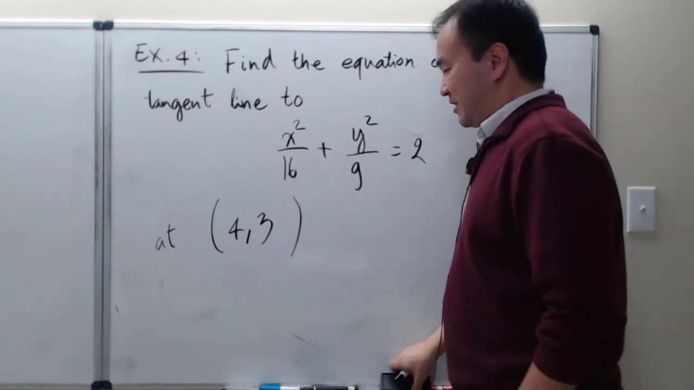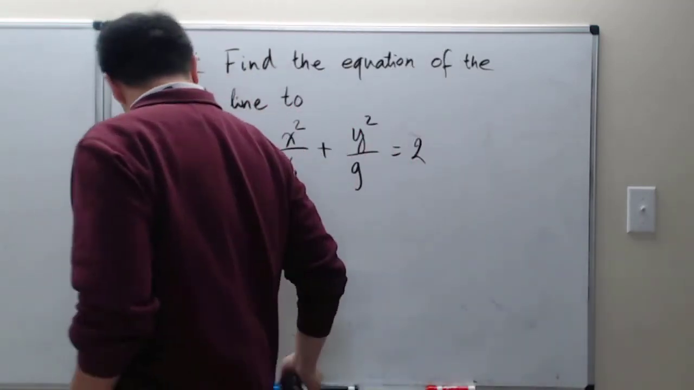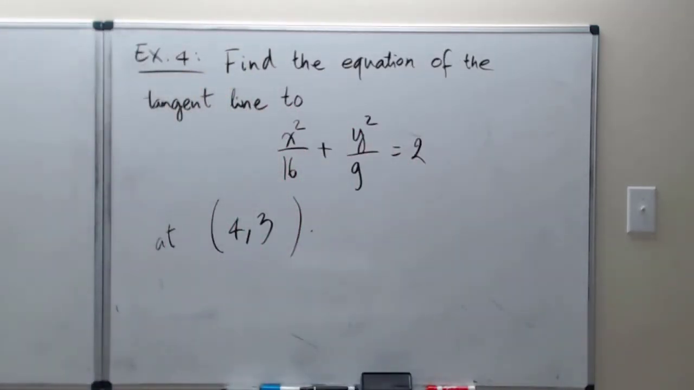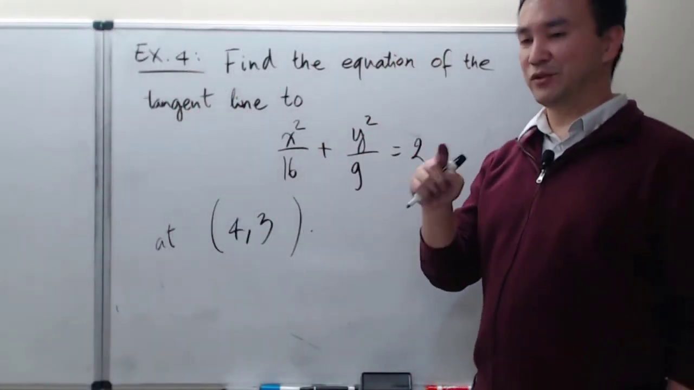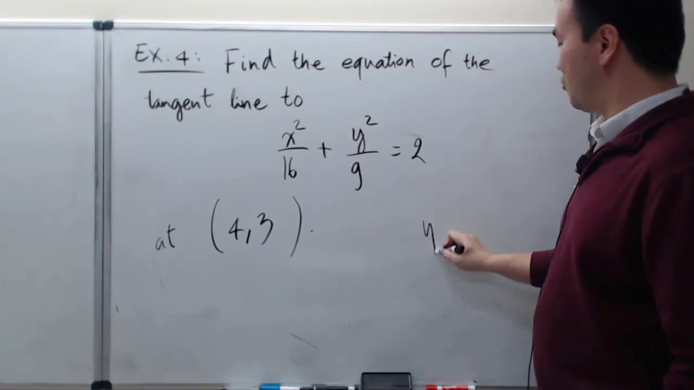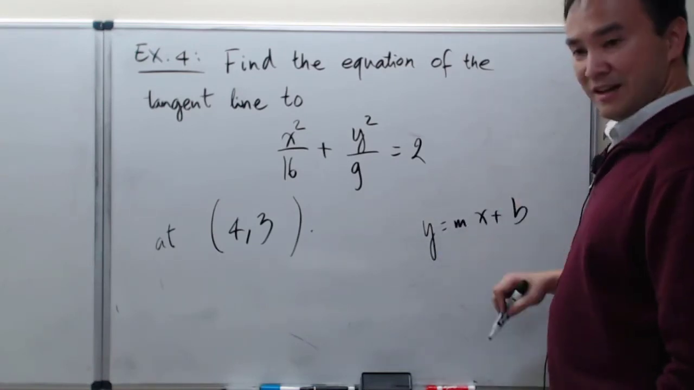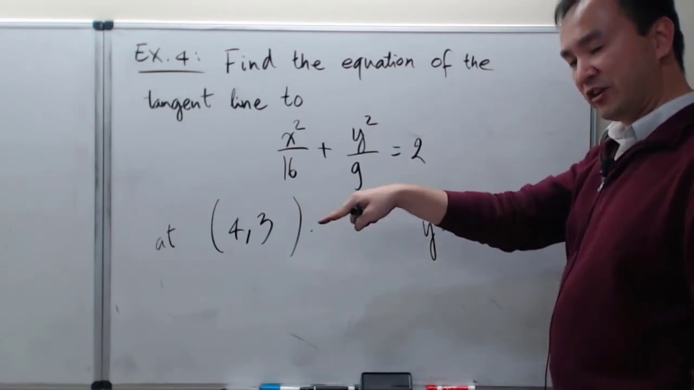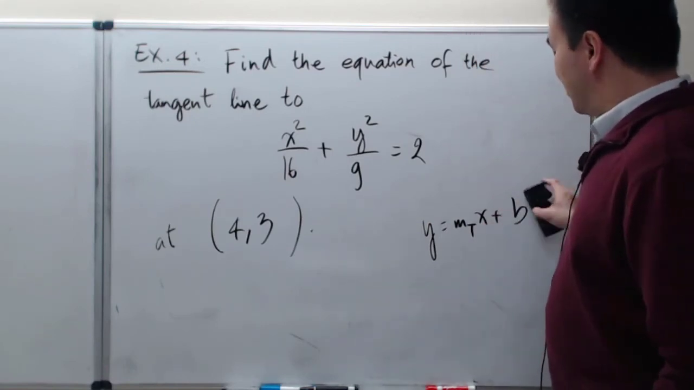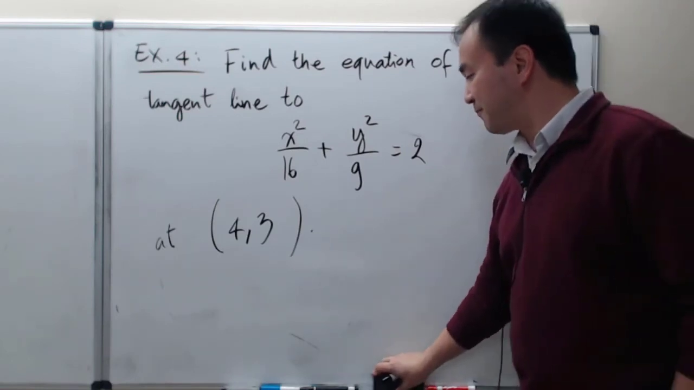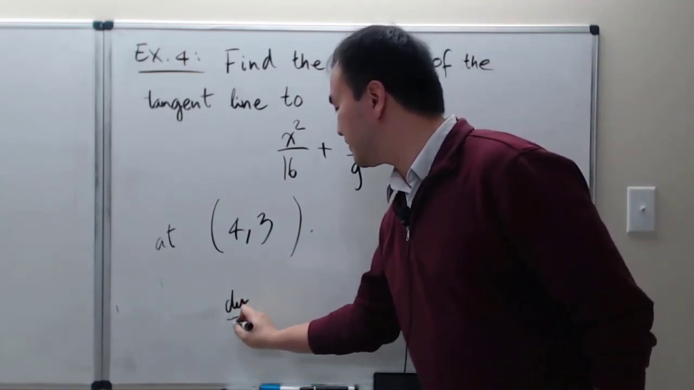Take a moment to think of the plan as I'm erasing the board. To begin any tangent line problem, the first thing is to get the slope, because any line is y equals mx plus b, and our particular line is a special line, a tangent line, so I always use the subscript capital T. To find m sub T, your first step is to find the derivative, dy/dx.